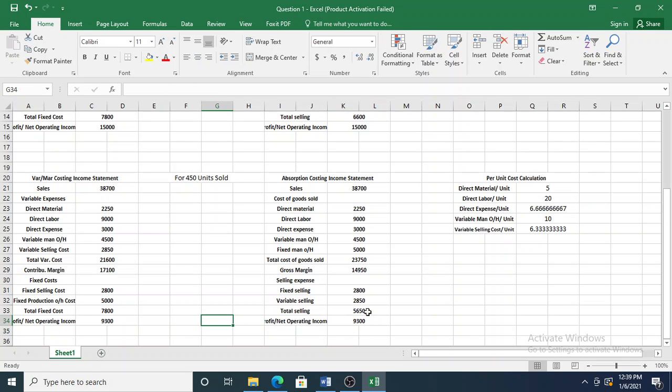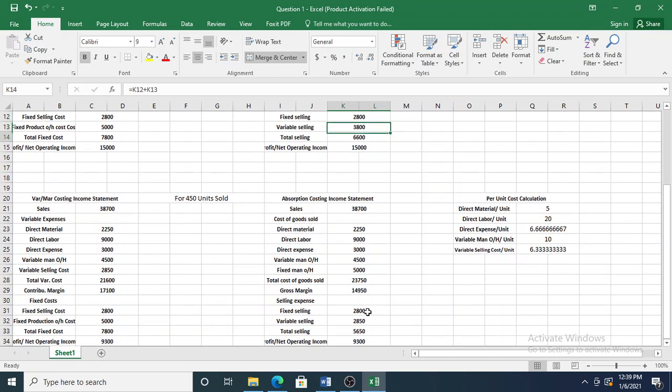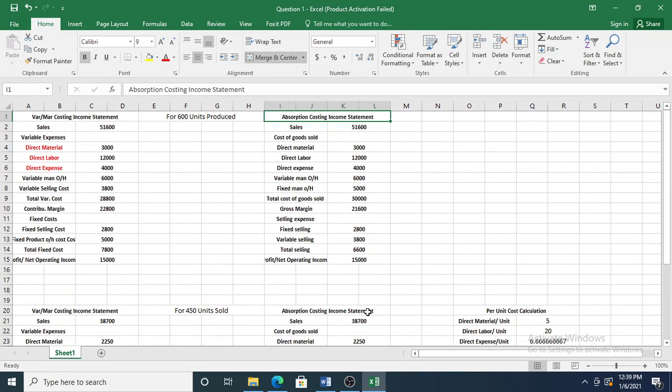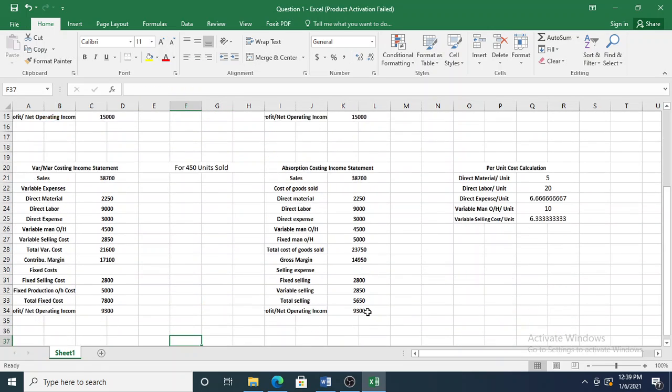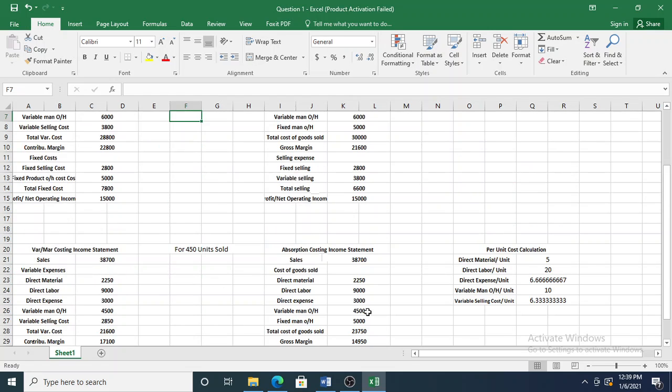So in both cases, the profit calculation does not vary. But when we compare the 450 units sold to the 600 units sold, the company will get more net operating income or more profit if it sells what it produced, what it planned to produce, or if it sells the 600 units, the company will make more profit. So this is the end of question number 1.